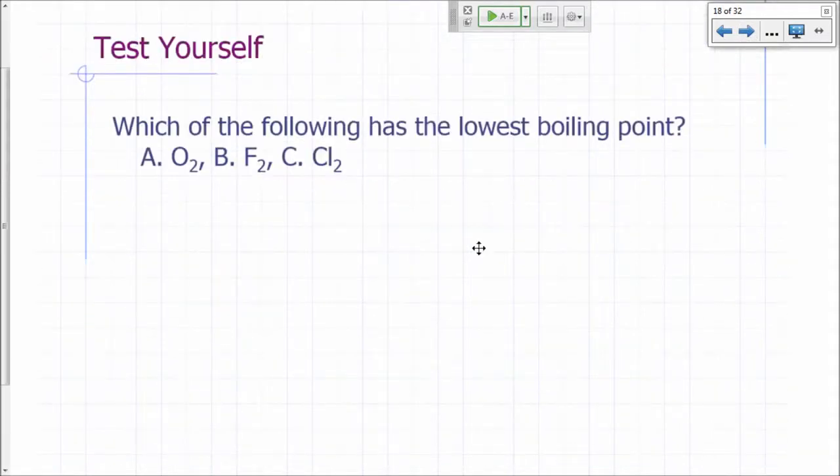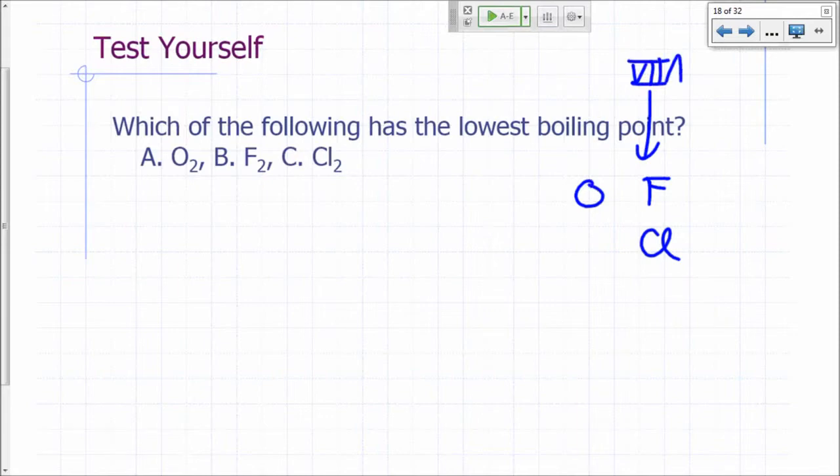All right, so let's take a look at this one. Which of the following has the lowest boiling point? O2, F2, or Cl2? Where do you find these in your periodic table? Oxygen, fluorine, and chlorine, right? Fluorine and chlorine are in group 7A, oxygen is in group 6A, and oxygen and fluorine are in the second row. Which one would have the lowest boiling point?